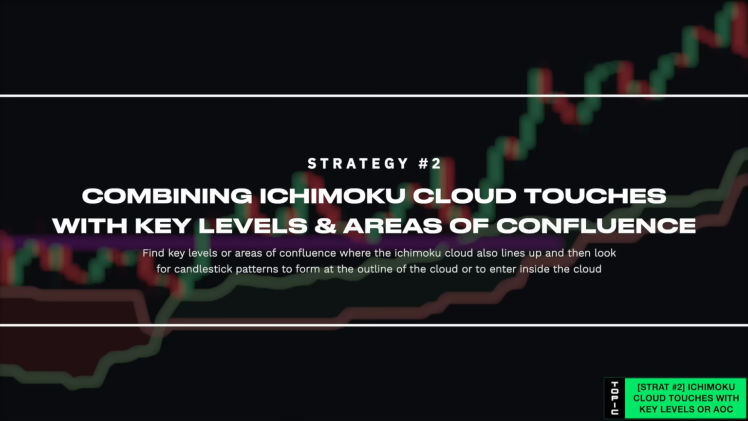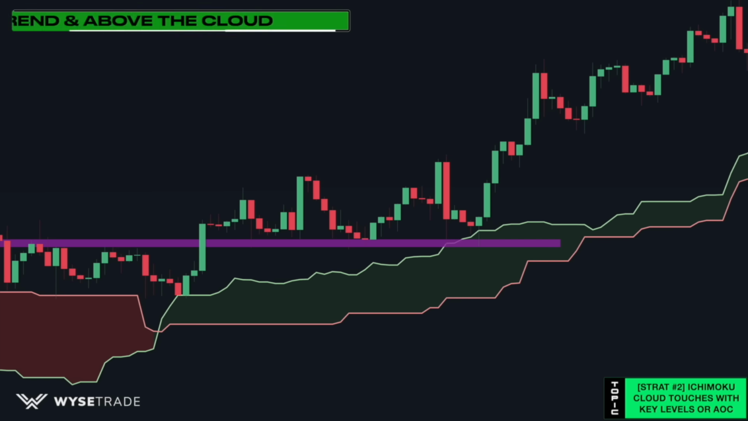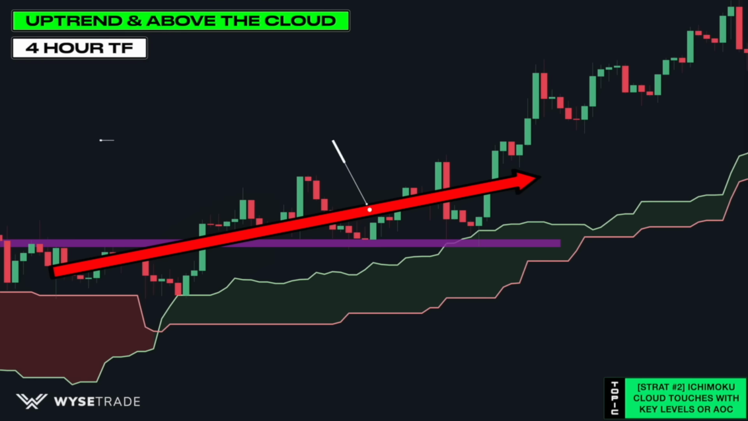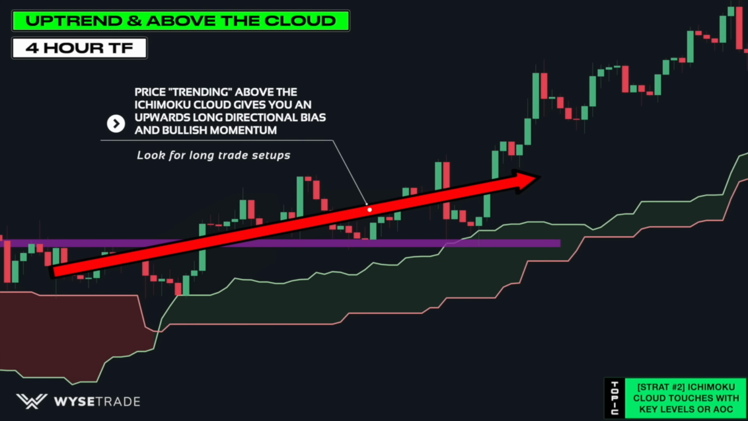Now this strategy involves finding trade setups at key levels or areas of confluence where the Ichimoku cloud also lines up to increase the quality of a trade setup. Starting in an uptrend and above the cloud. This is the 4 hour time frame. Price is above the cloud, so you have a bullish bias.